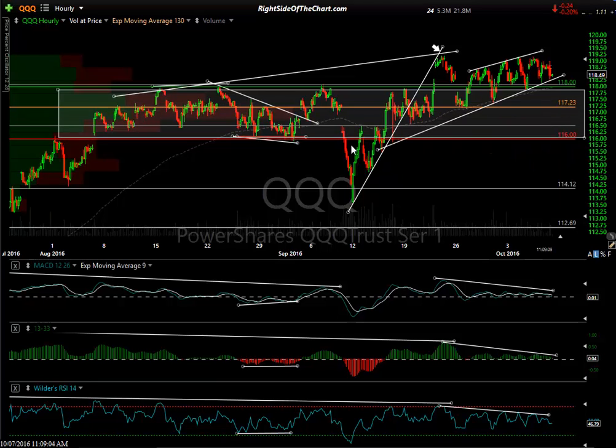116 is still a big level, even though it was violated once. That still has contained this trading range. So there's what we're watching for. As each level goes, if the Qs do break down here and continue down below all these support levels, especially that 116, that will strengthen the bearish case.